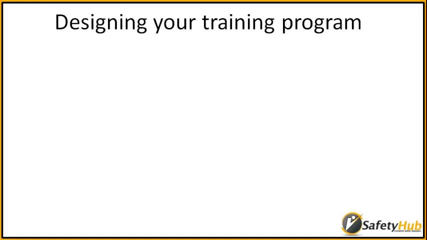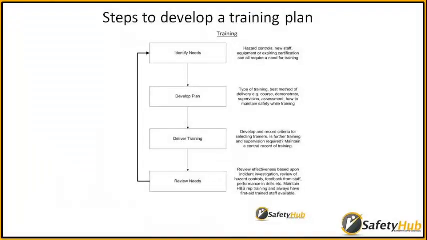What we will now do though is we're going to concentrate on developing your training program. To do that, we're going to work through this flow chart. So we're going to identify the needs, develop a plan, deliver the training, and then we're going to review. So training and supervision program. Let's determine the needs or identify the needs first.